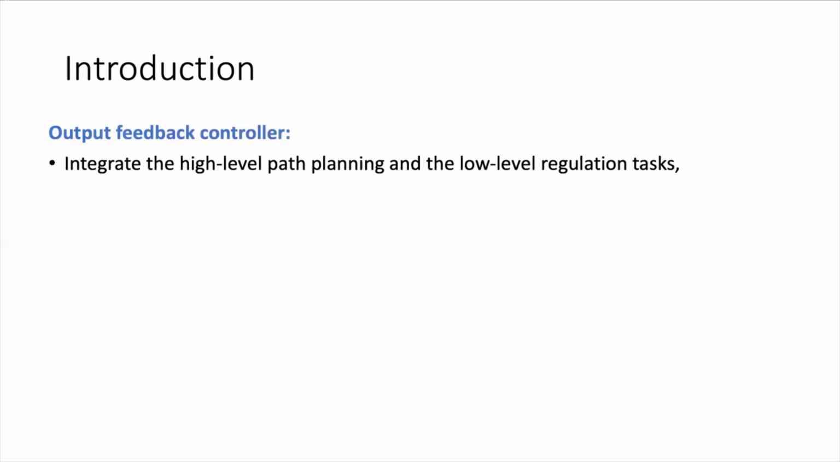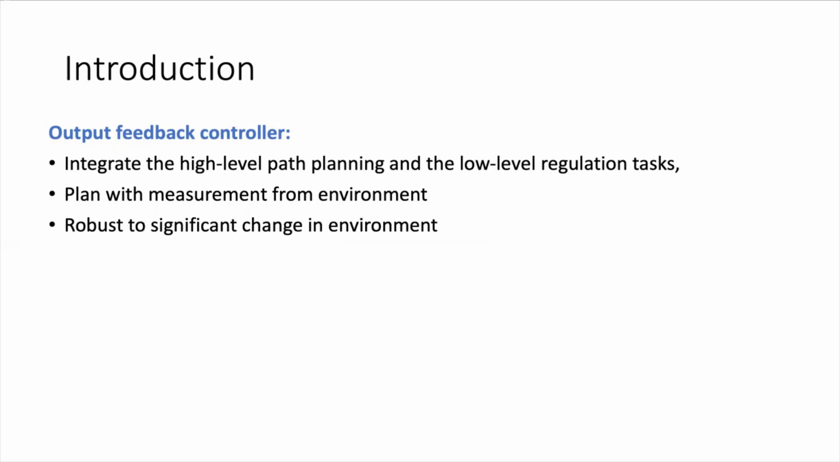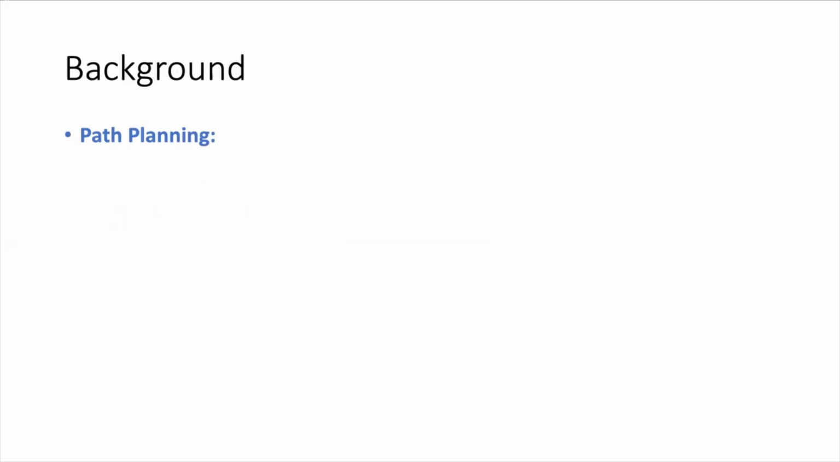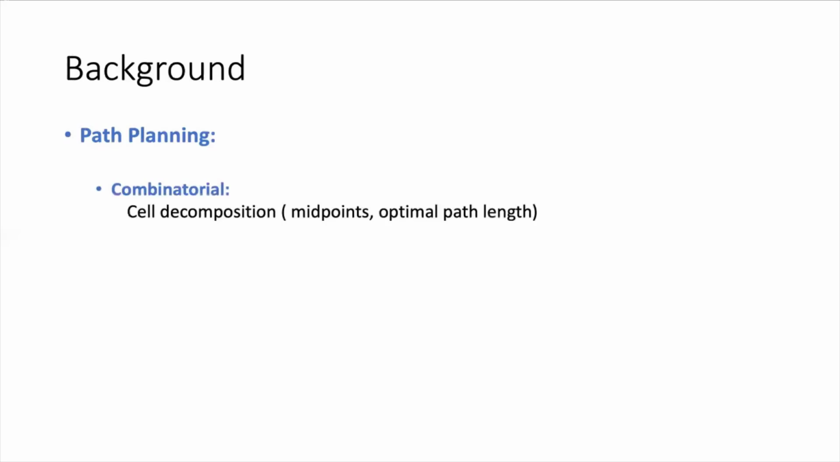In this paper, we integrate the high-level path planning and the low-level regulation tasks such that the controller can navigate by directly using measurements instead of assuming full state knowledge, and the controller is robust to significant changes in the map. Existing works on path planning can be classified into two categories: combinatorial path planning and sample-based path planning.